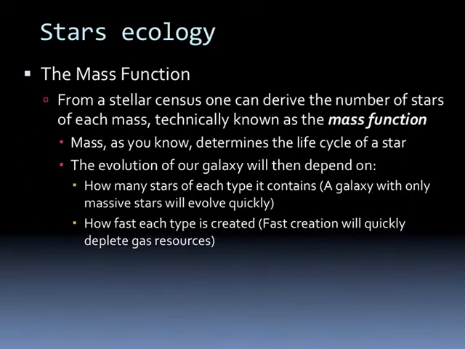Mass, as you know, determines the life cycle of a star. The evolution of our galaxy will then depend on how many stars of each type it contains. A galaxy with only massive stars will evolve quickly, depending on how fast each type is created. Fast creation will deplete gas resources quickly.